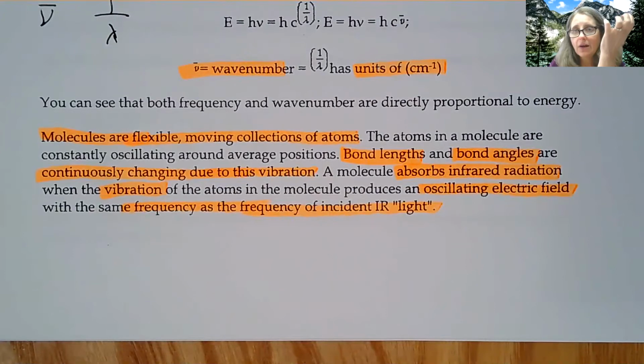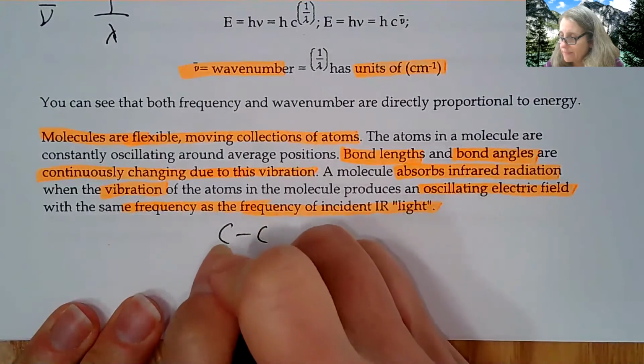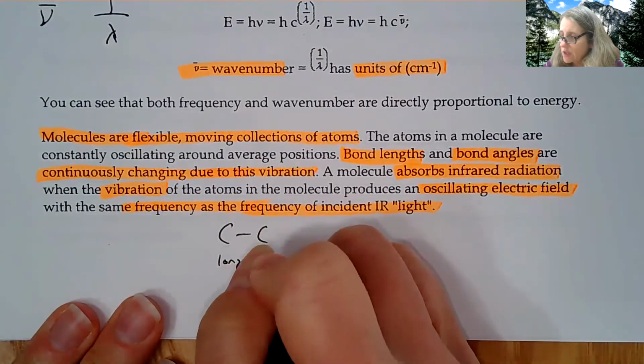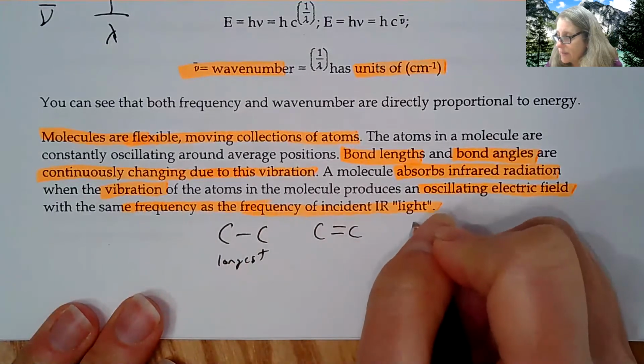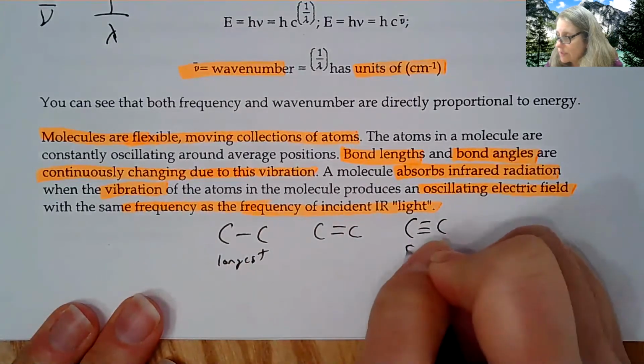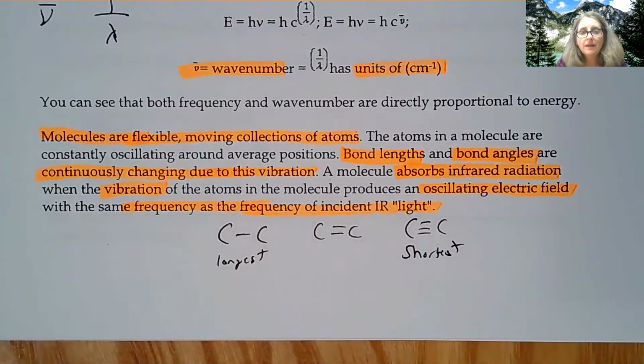What scientists figured out pretty early on was that there was some kind of pattern. If I hit IR light into a double bond, or if I hit IR light into a ketone, there were specific things that it did. So think of our carbon-to-carbon bond. The longest carbon-to-carbon bond is going to be your single bond, and the shortest bond is going to be your triple bond. Depending upon what type of bond you have in there, it's going to behave differently.